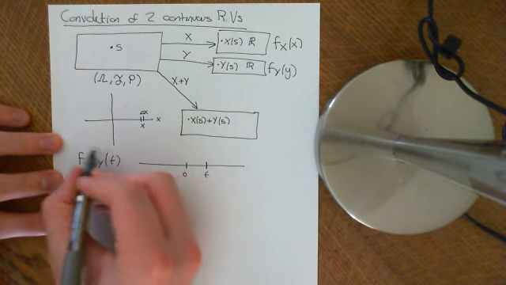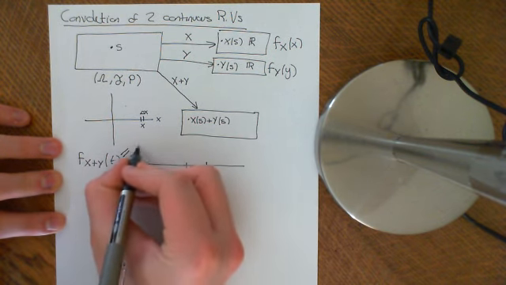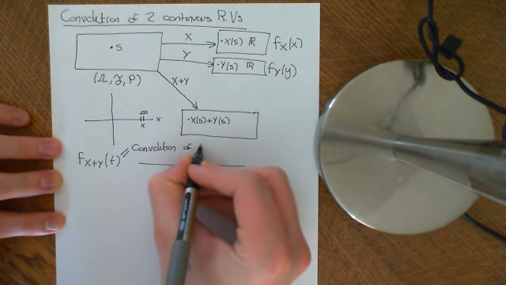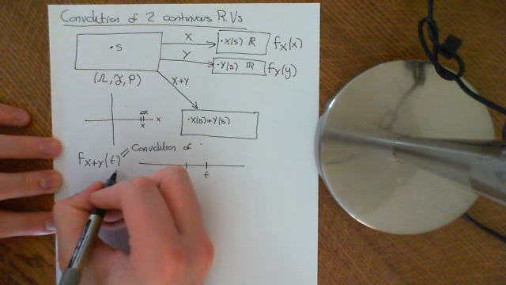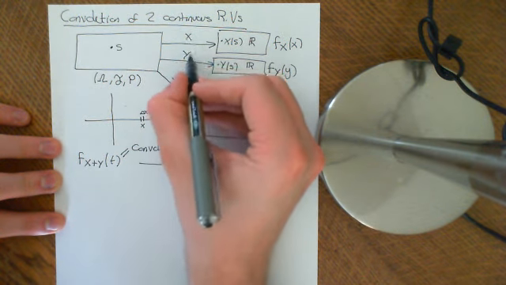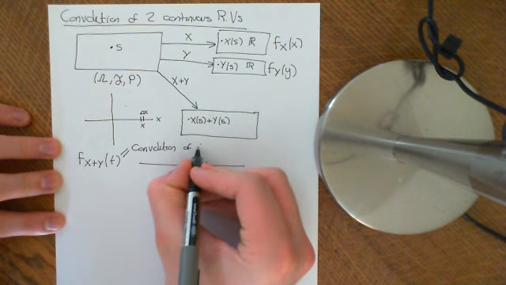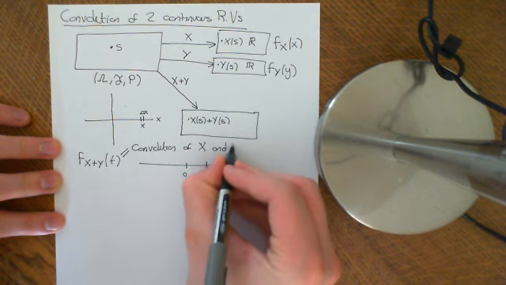This probability density function is said to be the convolution of the random variables X and Y. So that's what convolution is. It's the probability density function of these two random variables combined together in this way, that you add them. So the convolution of X and Y.